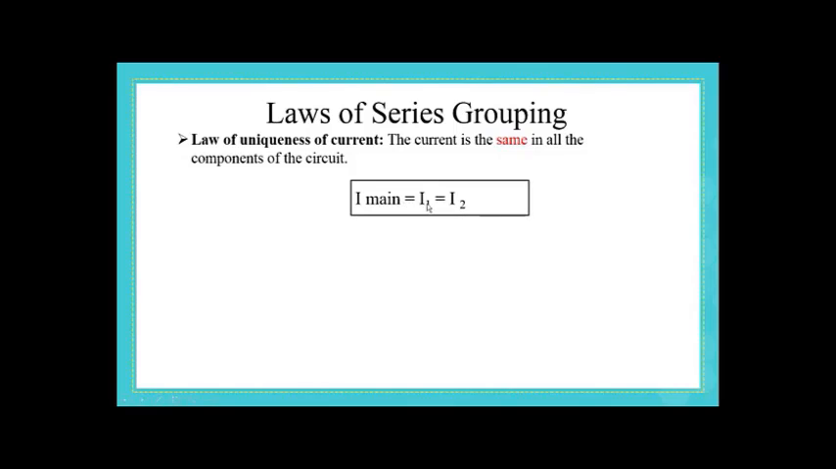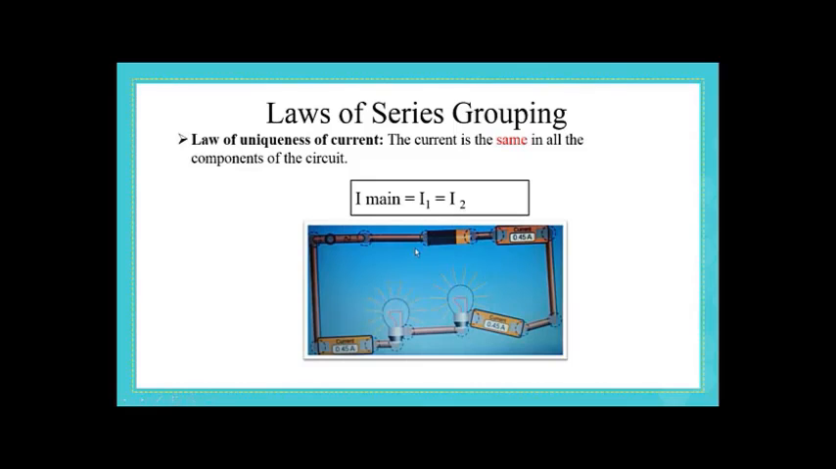Concerning current, in a series grouping, we have the law of uniqueness of current, which means that the current is the same in all the components of the circuit. So the main current is equal to the current traversing the other components. Keep in your mind that in series grouping, the components are present along the same single path. Just check the value right here and here.